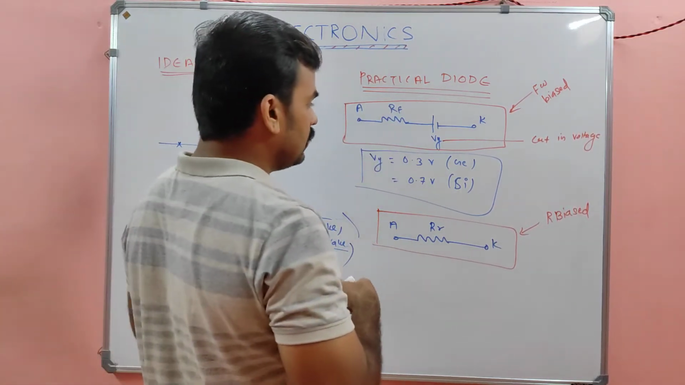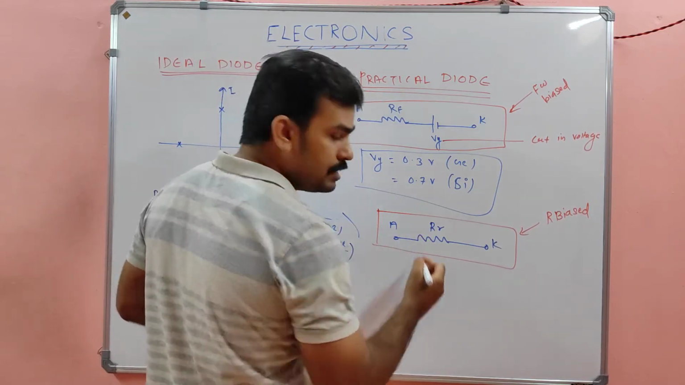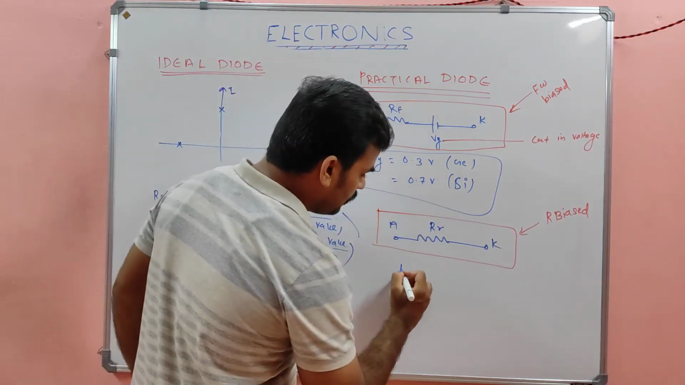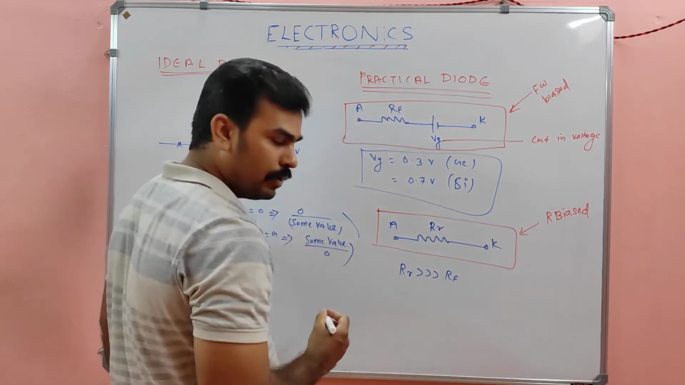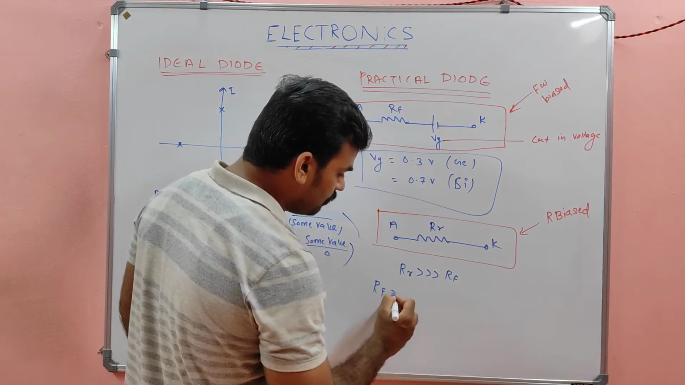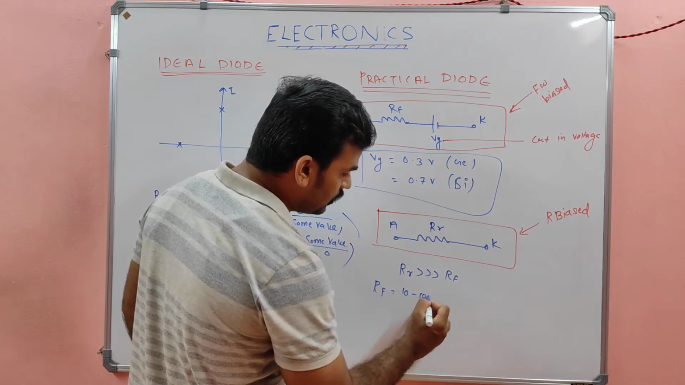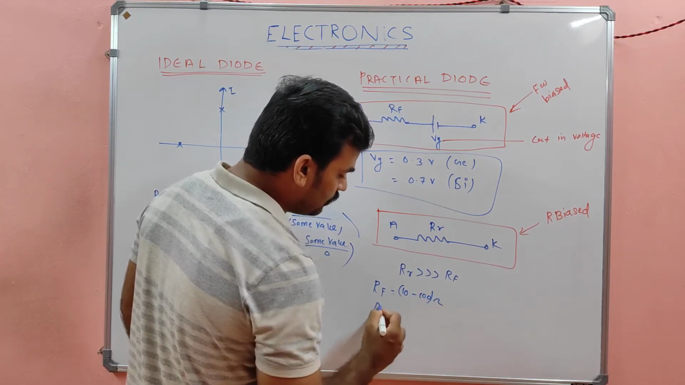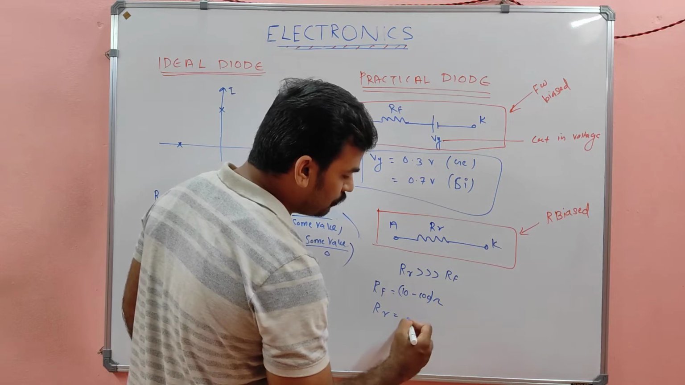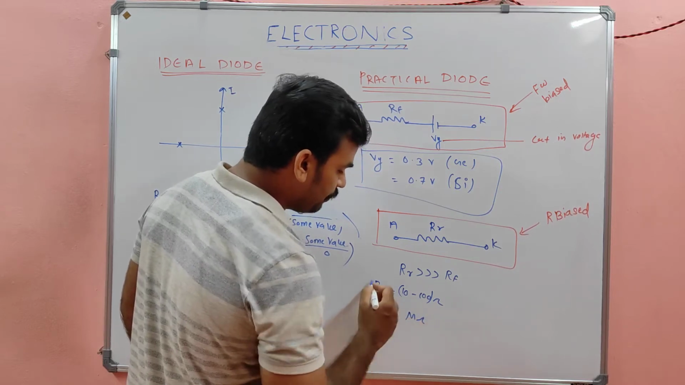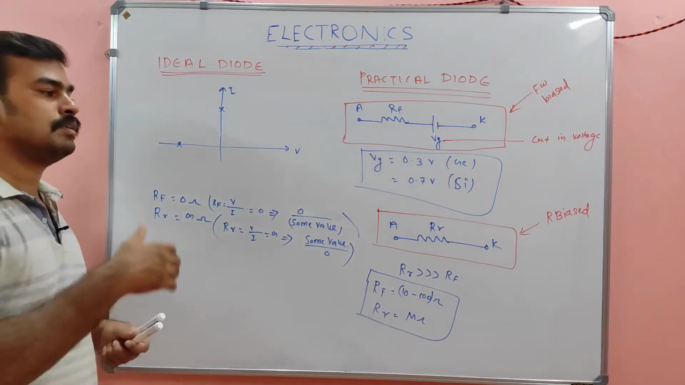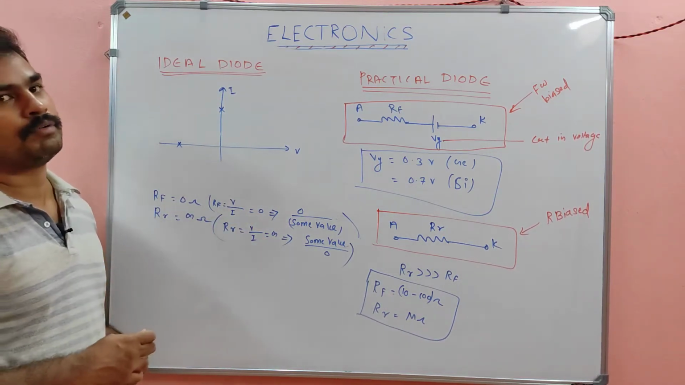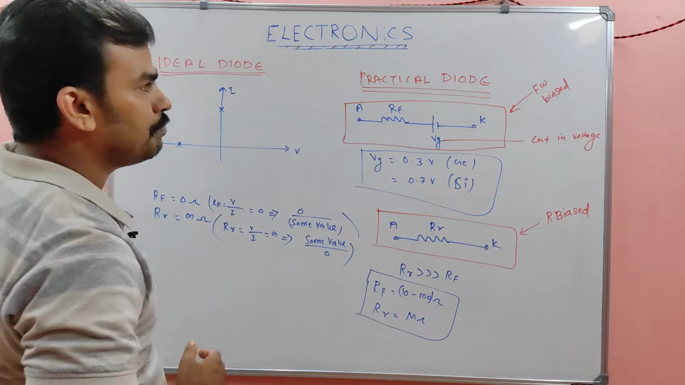And also, my dear, the comparison of forward resistance and reverse resistance. Normally the reverse resistance is much higher than the forward resistance. The forward resistance will be in the range of 10 ohm to 100 ohm normally, and the reverse resistance will be in the range of some mega ohms. This range also you have to remember. So that is the concept of a practical diode.